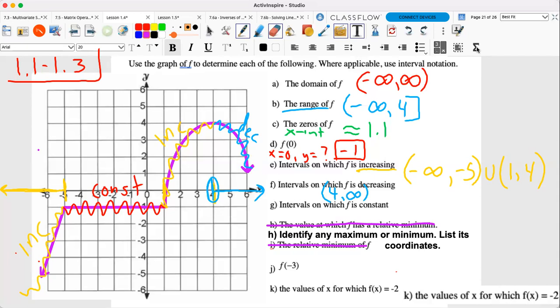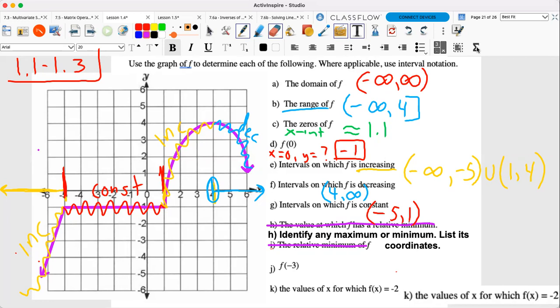And then constant from -5 to 1 right there. Or where 1 ends, the next one begins. You're not going to skip any numbers. I don't know why I did that.